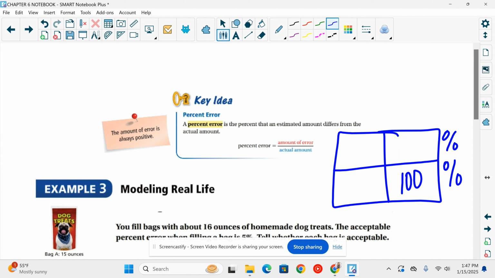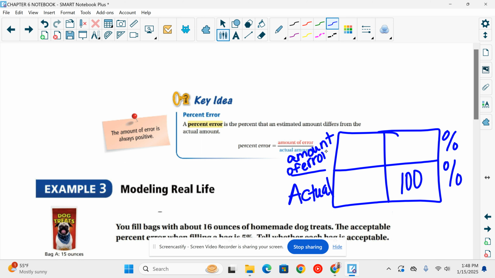Well, in order to compare how far off we are, we need to know what the original or the actual amount is. Okay, so when you think about original, we're also talking about the actual. So actual is going to go in the place of the original amount. So your actual is on the bottom, or your original amount. Okay? On top is going to be your amount of error.